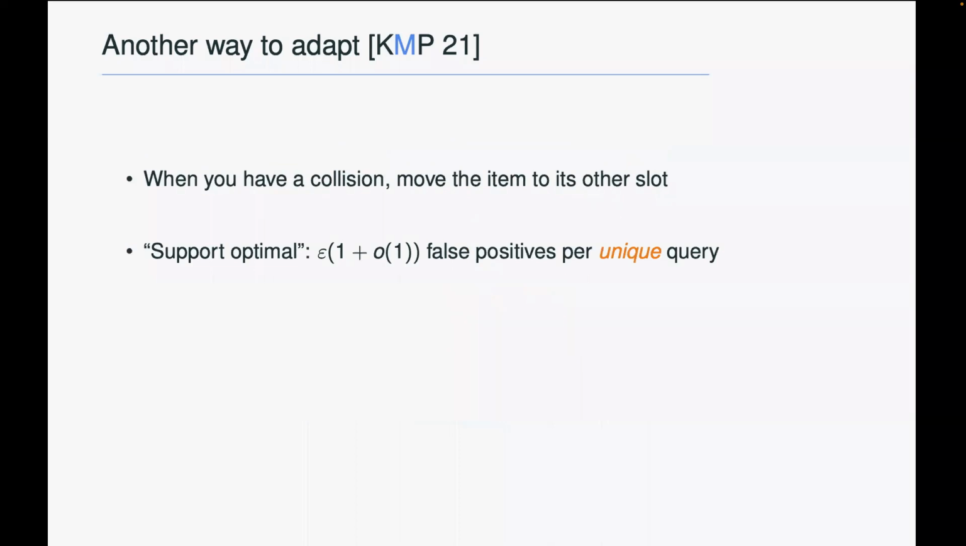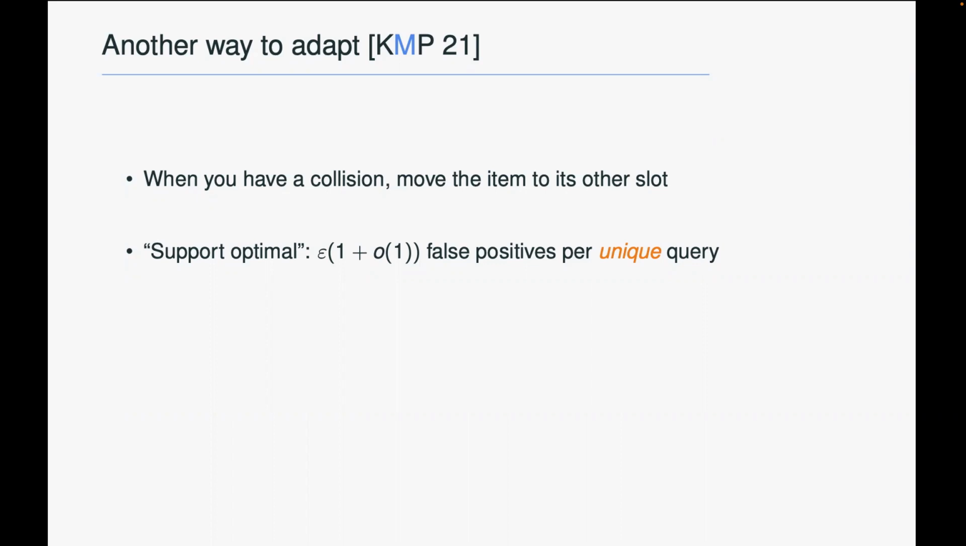What's interesting about this is that it's something called support optimal, which I would argue is, other than adversarial adaptivity, what you want out of an adaptive filter. So we're going to get 1 plus little o of 1 times epsilon false positives per unique query. What does this mean? When we have our sequence of queries, every time there's a new query, it's a false positive with probability epsilon. There's nothing we can do about that because of the lower bound.